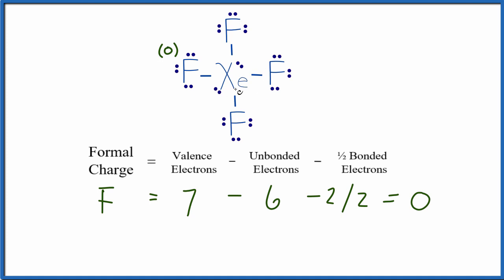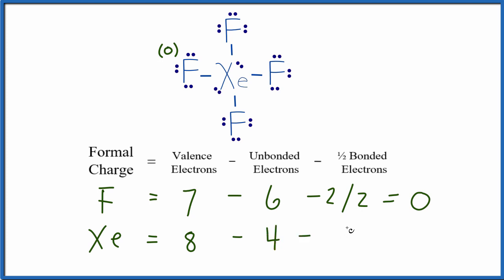For the xenon with these 12 valence electrons, let's count that up. We have xenon in group 8. It's a noble gas. It has 8 valence electrons. And we're going to subtract the unbonded valence electrons. We have 2, and then we have 2 more. So we have 4 of those.